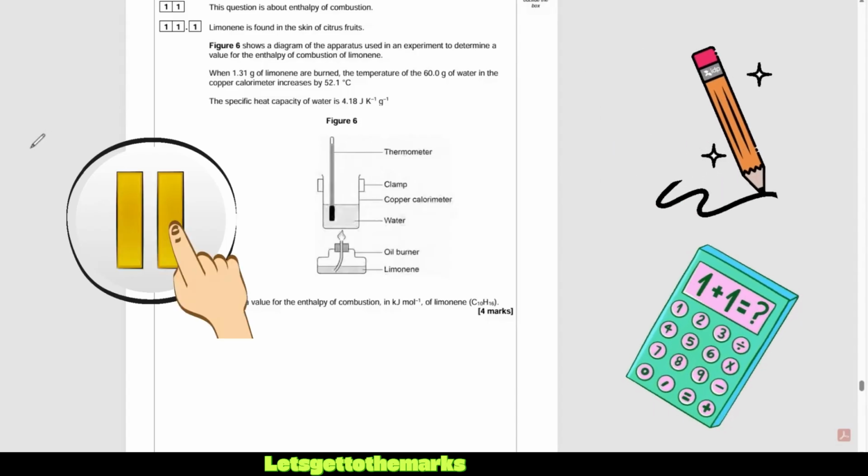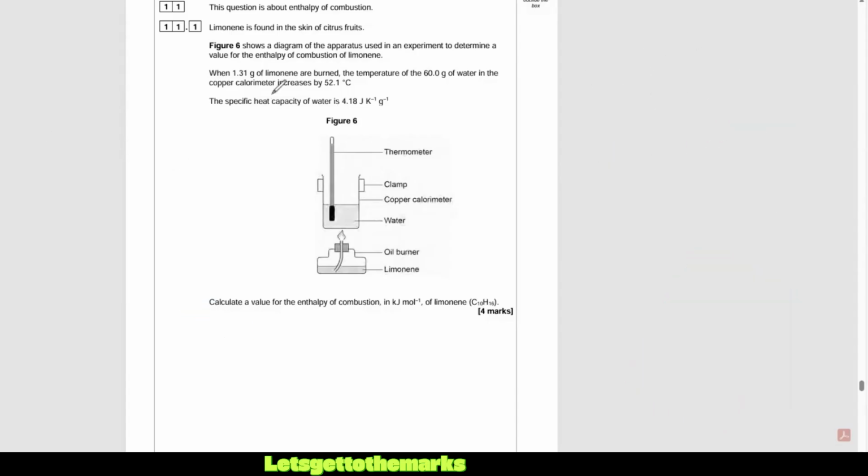So hopefully you had a go at this one, and you can check off your working out. The way you should tackle these questions is, when you've got a calculation, identify what your data is. So 1.31 grams, that's mass. And then over here, I've got when the temperature of water is 60 grams. Now, this is the mass of H2O.